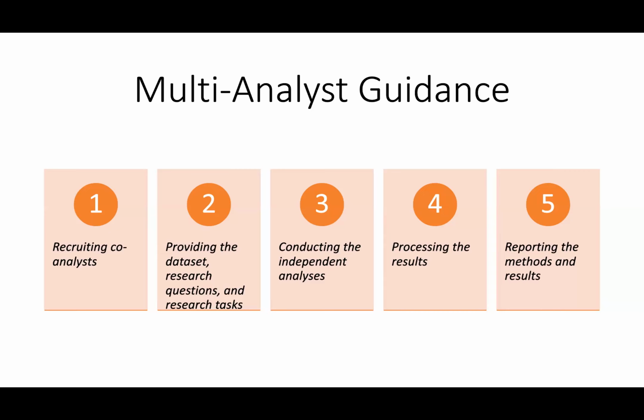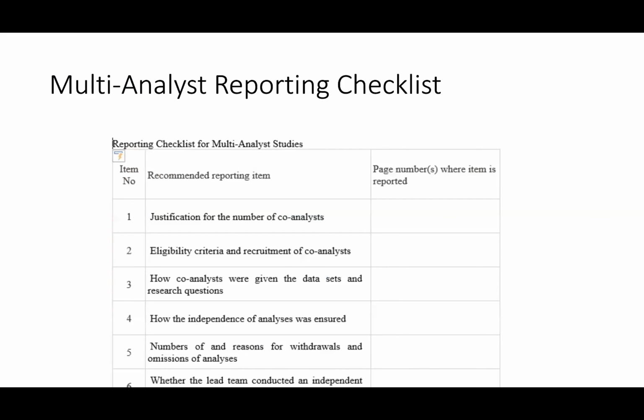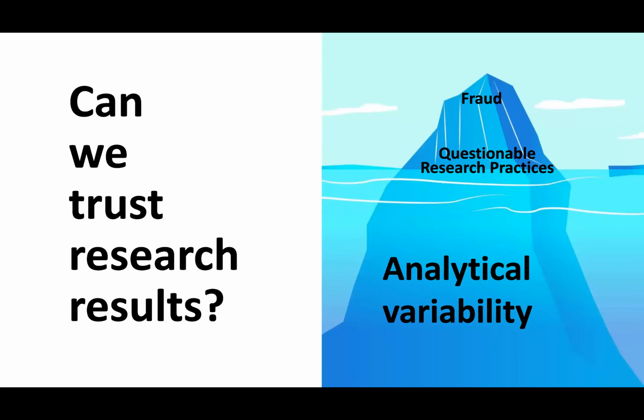So this guidance gives advice on how to recruit co-analysts, how to provide a data set and a research question, how to conduct independent analysis, process the data, and importantly, how to report results that come from different analyses. We also provide a checklist and a template of how this kind of multi-analyst project can be reported. But as I mentioned, that is just the assumption that this is an issue. Those studies that I listed, I think, are mostly demonstrative projects.